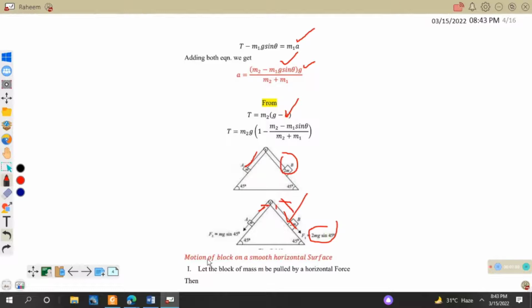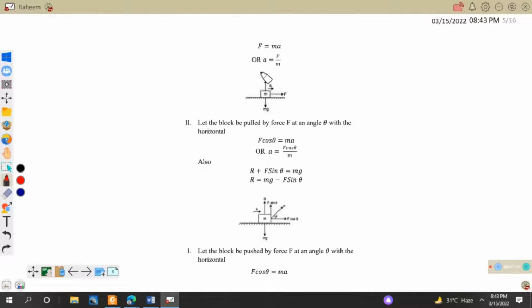Now if we look at another example, motion of a block on a smooth horizontal surface. If we have a smooth surface and a force is applied on this mass, just writing Newton's law, F is equal to ma. In this case, the force is applied in the horizontal direction, so acceleration will be simply F over m.